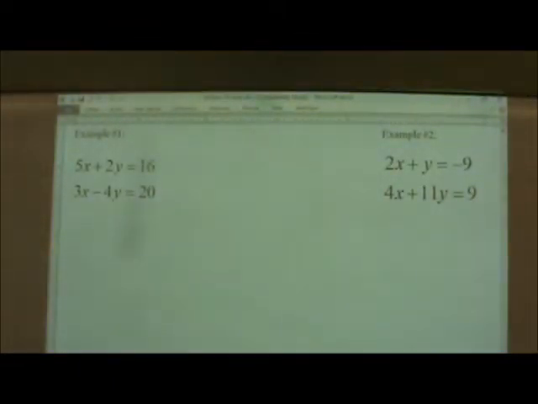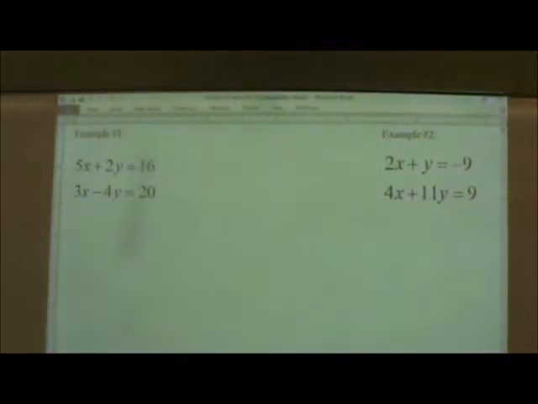Example 1 is the same example that's in big font there. On this problem, we see we got 5x plus 2y equals 16, and we have 3x minus 4y equals 20. We need to do elimination, and we know the rule from last section was that we need to have the opposite numbers in front of the same variable. Right now we've got 3 and 5, and 2 and negative 4. Our best bet for these problems is to multiply one or both of the equations and then do elimination.